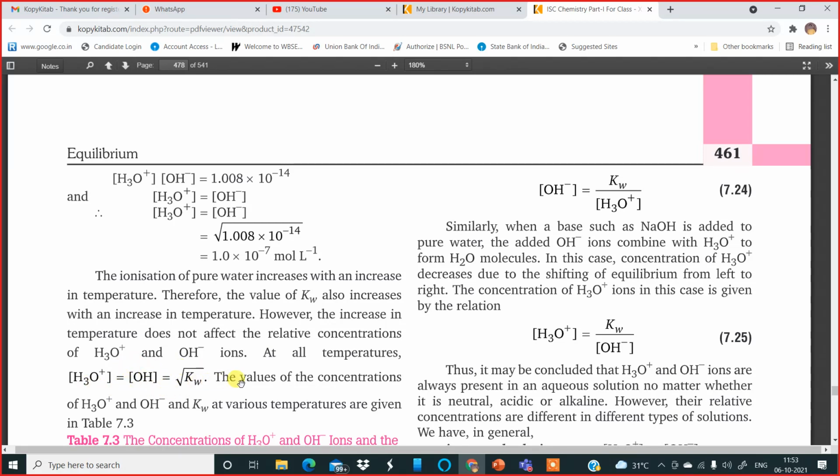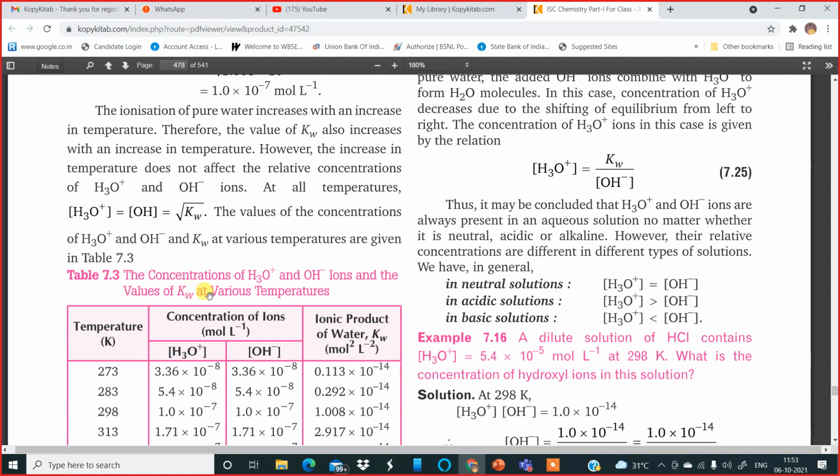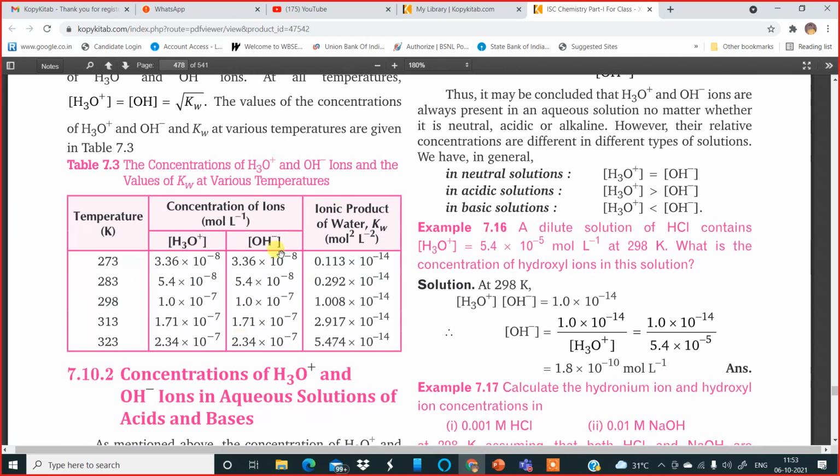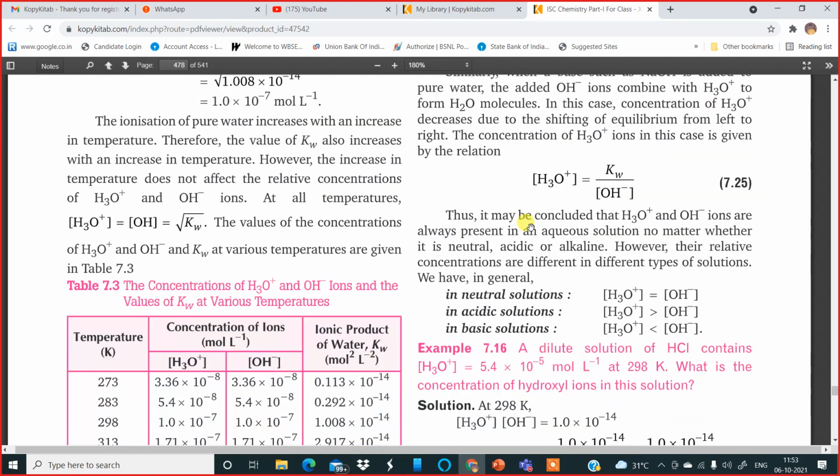The values of concentration of hydronium and hydroxyl ions at different temperatures are given in the table over here, table 7.3. Don't learn this table. If required in the examinations, these values are always given. So that is all about the ionic product of water. It has been explained properly.